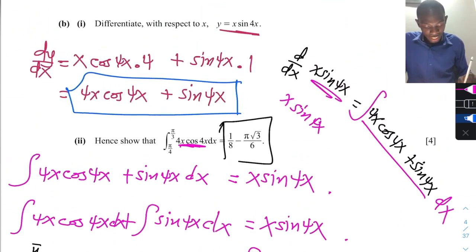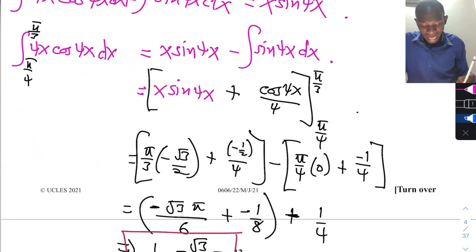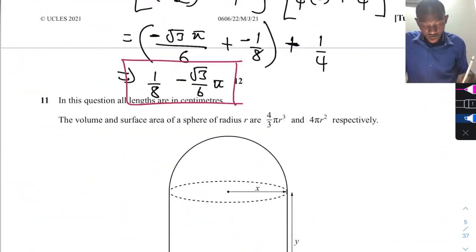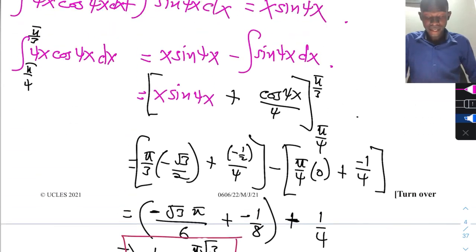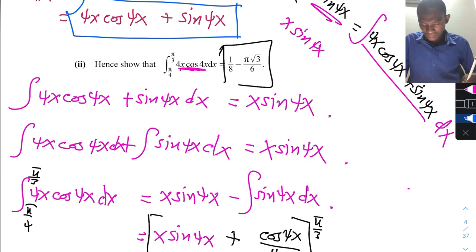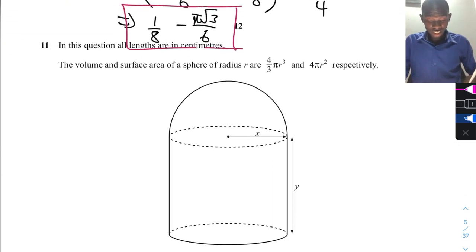We should go and check the answer that they want us to get. They want us to get 1 over 8 minus pi root 3 over 6. Basically, that's it, but I wrote it in a different way. If you're uncomfortable about that, write it the way that the examiner wants, pi root 3 on 6. That's also fine. And how many marks for this? It looks long. 4 marks. Well, I think they are just cheating us.